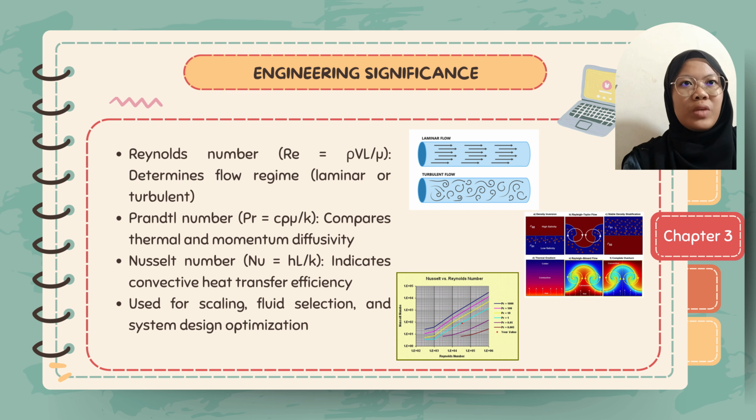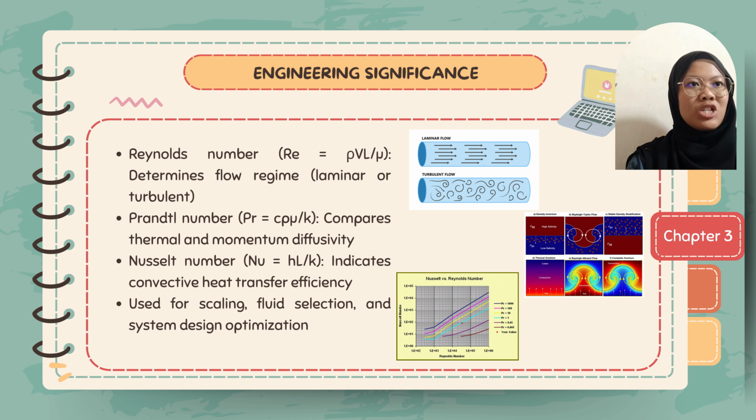Each dimensionless group we derive plays a key role in engineering design. The Reynolds number tells us whether the flow is laminar or turbulent. Turbulent flow enhances mixing and increases the heat transfer, while laminar flow is more stable but less efficient. The Prandtl number compares how quickly momentum and heat spread through the fluid. For example, oil has a high Prandtl number, meaning heat stays near the surface longer. Finally, the Nusselt number shows how effective convection is compared to conduction. A higher Nusselt number means better heat transfer.